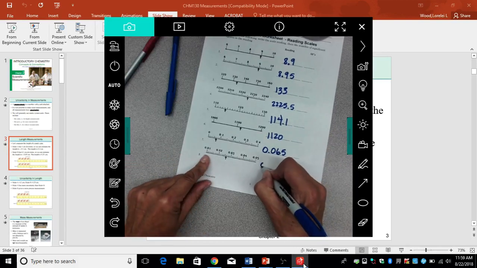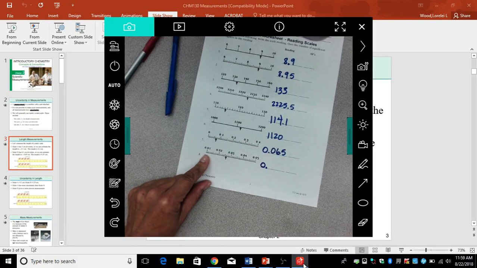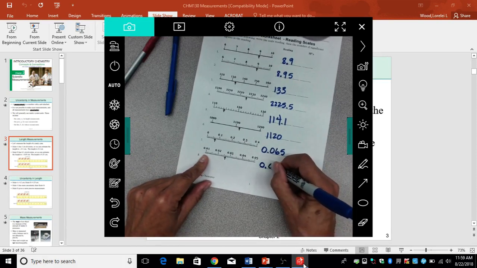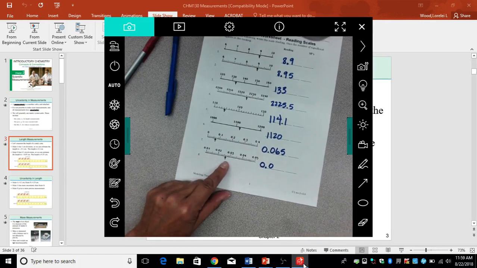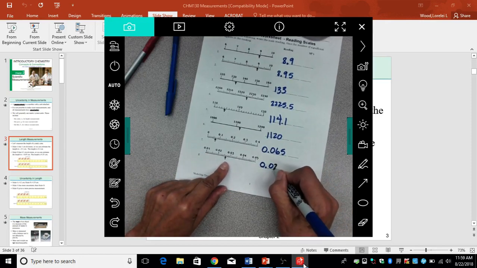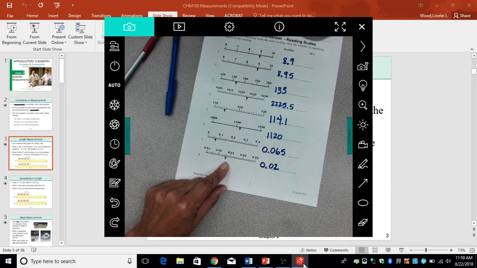All right, last one is the hardest one. First number's less than 1, so I got to report the 0. Put the decimal. What would be the next digit I would report? Another 0. All right. Then the next digit I would report is a 2. And I'm counting how many after that 2?